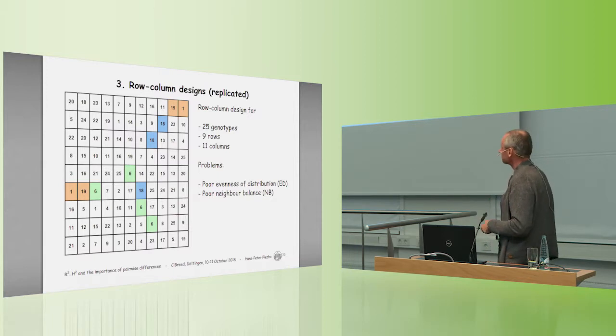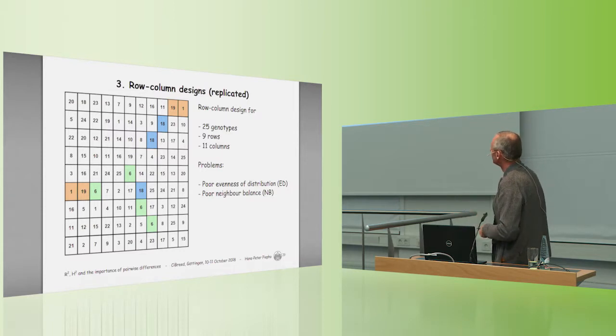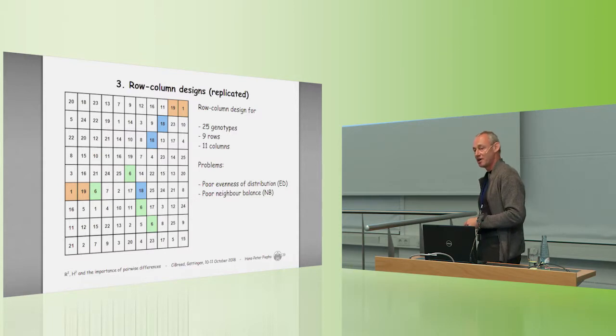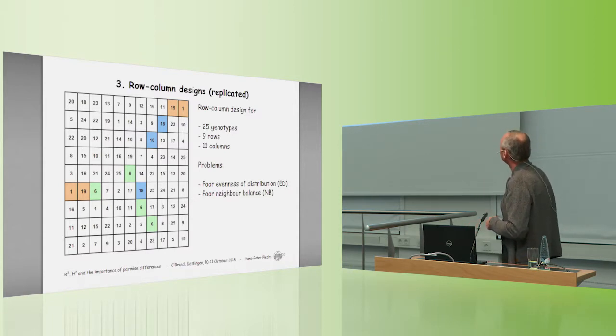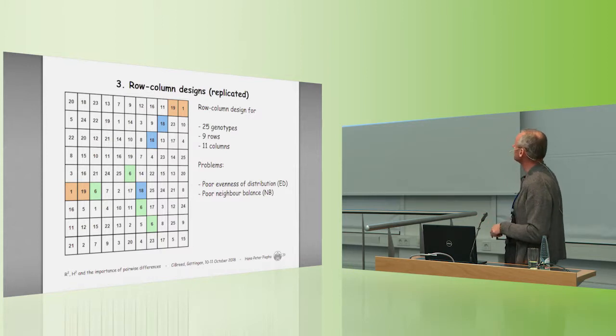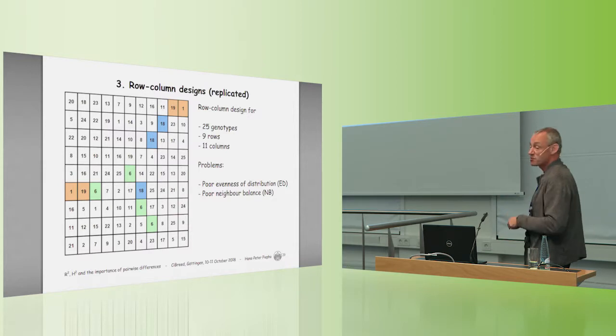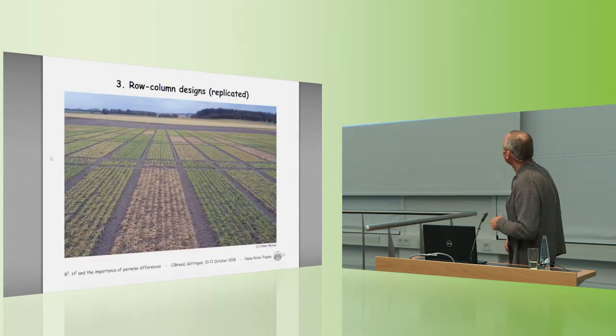Plus you can have associations appearing repeatedly for the same pair of genotypes, like 1 and 19 here and here, and often there's good reason to try and avoid that sort of thing from happening. So, can this be improved upon in terms of what we call evenness of distribution and neighbor balance?